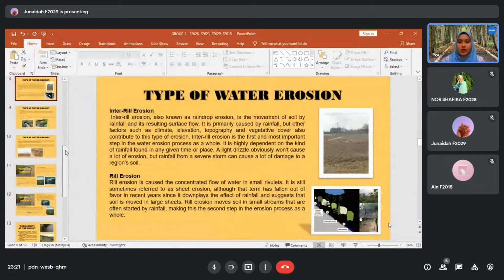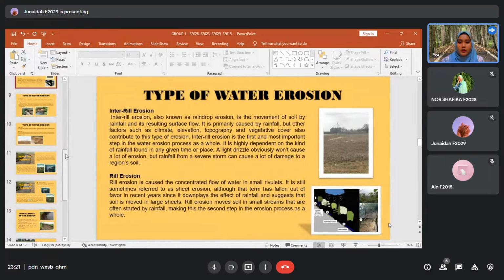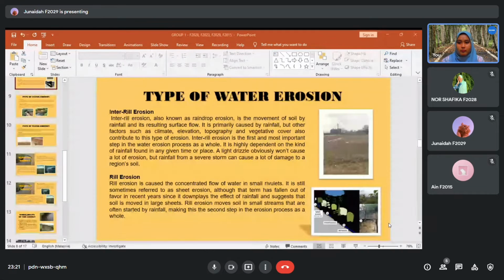Types of water erosion. Interrill erosion. Interrill erosion, also known as raindrop erosion, is the movement of soil by rainfall and its resulting surface flow. It is primarily caused by rainfall, but other factors such as climate, elevation, topography and vegetative cover also contribute to this type of erosion. Interrill erosion is the first and most important step in the water erosion process as a whole. It is highly dependent on the kind of rainfall at any given time or place. A light drizzle obviously won't cause a lot of erosion, but rainfall from a severe storm causes a lot of damage to a region's soil.